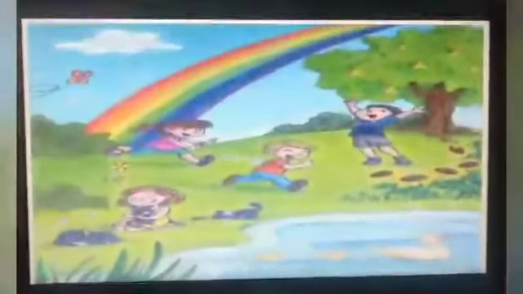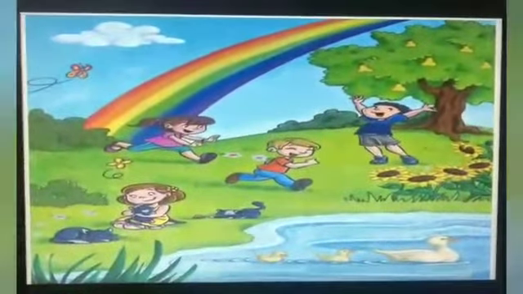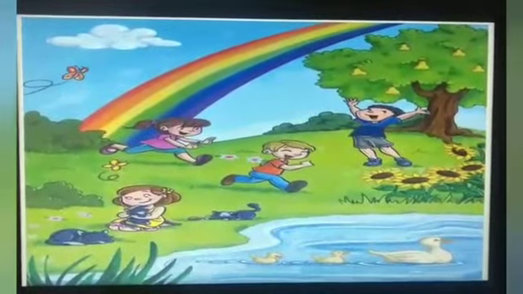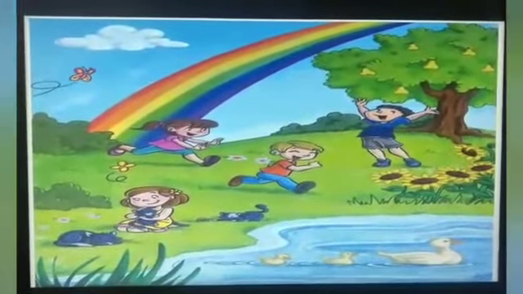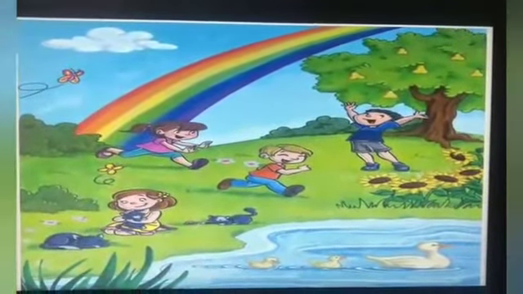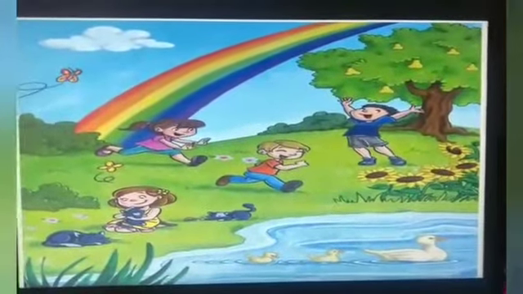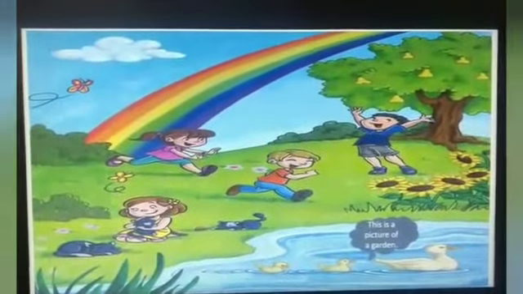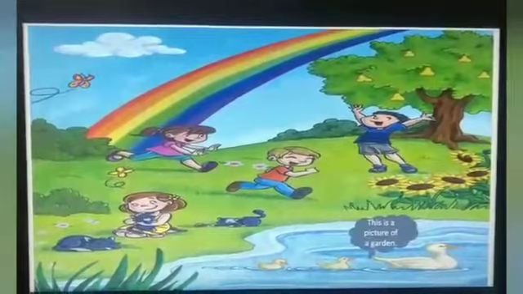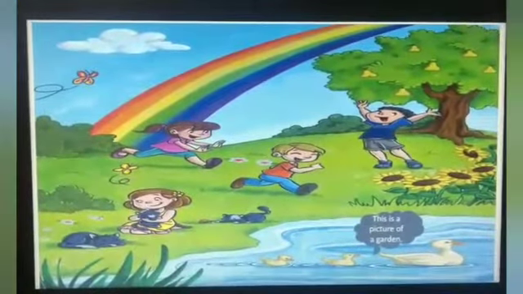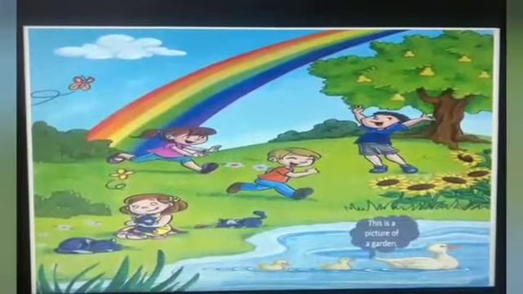What is being depicted in the picture? The first rule was to observe the picture carefully and describe which scene is being depicted. So the first line will be, this is a picture of a garden. Then moving on, we are going to write about the things that are there in the picture.